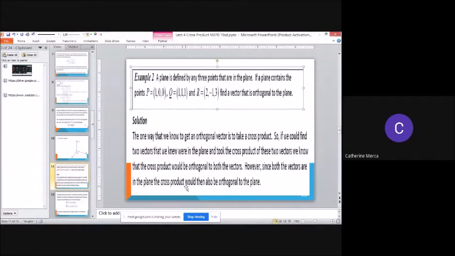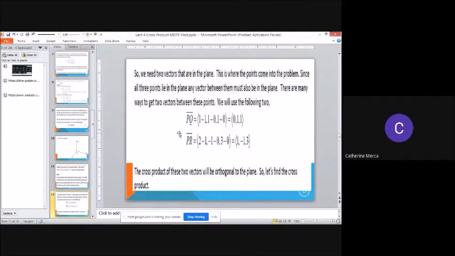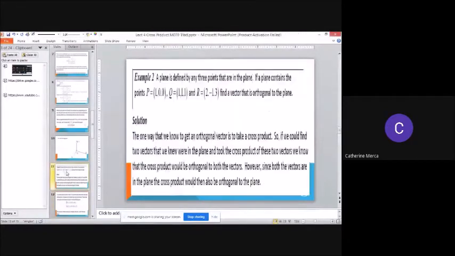Let's take a look at that one. So PQ is the vector with terminal point at Q and initial point at P. So when you solve for it, remember, anong value ng P natin? Let's see. P natin was 1, 0, 0, and Q is 1, 1, 1. So take a look at 1, 0, 0, and 1, 1, 1.